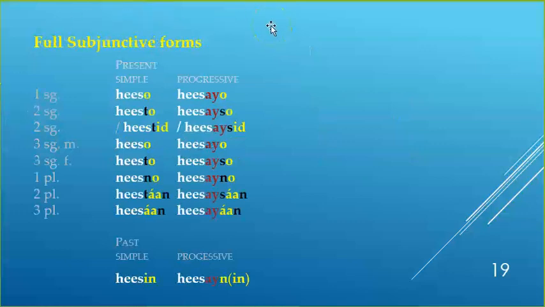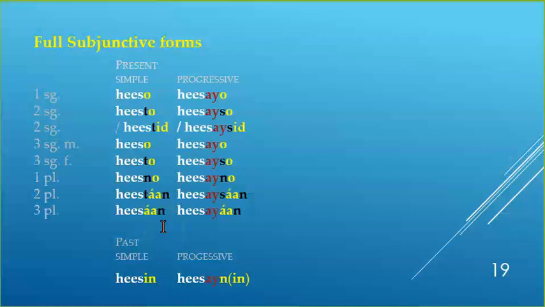Then the subjunctive has the same four categories as the indicative. Oh, maybe I should have put this over here to make it more visually similar, but unfortunately I put the past below the present. But it's still like present simple, present progressive, past simple, past progressive. And the vowel of the present subjunctive is o. Instead of the plural forms with the final n, it has a tone that is systematically there. As far as I can tell, it's always there in the subjunctive.